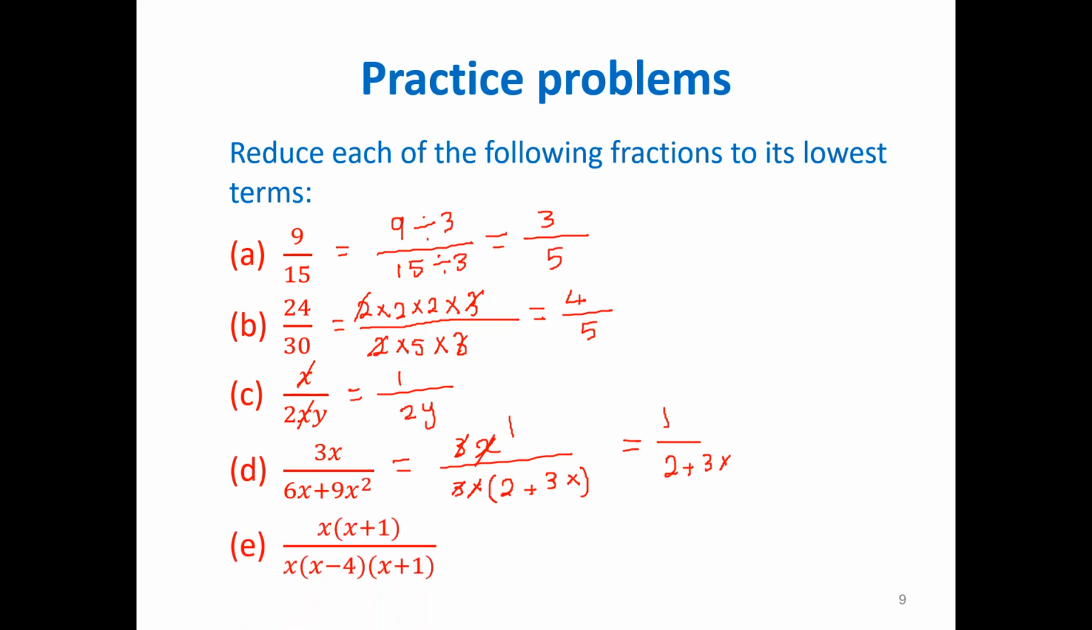Now the last example here is, well, you can see x will be cancelled with x. The whole term will be cancelled with this, the whole fraction, because all of these terms are multiplied by each other. So we will treat each fraction, each bracket as one number, as one term. So all the terms in the denominator are multiplied by each other. Likewise, all the terms in the numerator are multiplied by each other. So the answer will be 1 over x minus 4.